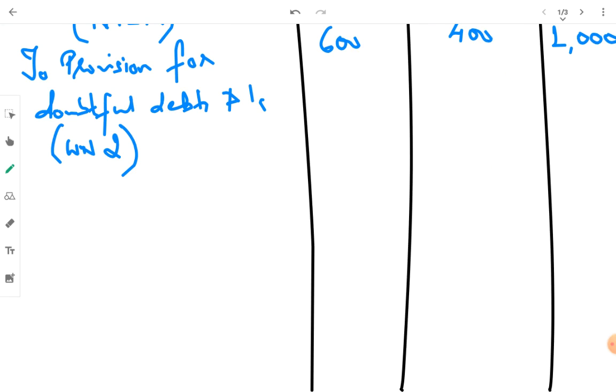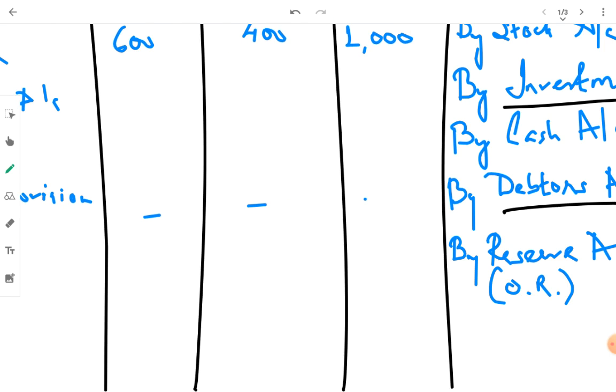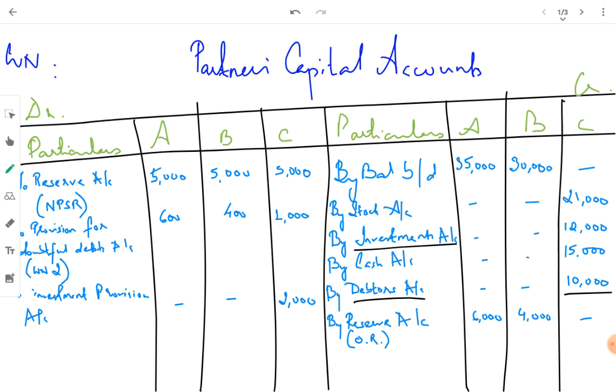To investment provision account. Only for partner C, amount given in the question, rupees 2,000. So jot down rupees 2,000. So now you've recorded all of your different assets and liabilities, even as per the adjustments also.